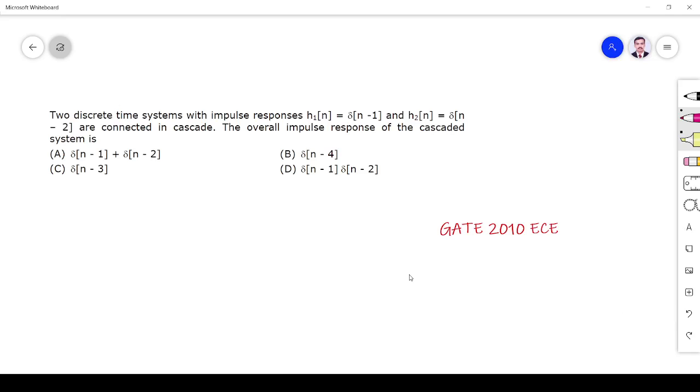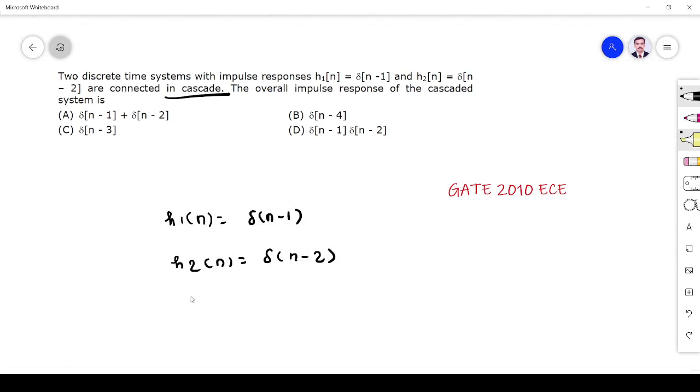Hi friends, in this video let us solve a signal system related question asked in GATE 2010 EC paper. The question is, two discrete time systems with impulse responses h1 of n equals del of n minus 1 and h2 of n equals del of n minus 2 are connected in cascade. That means series connection. What should be the overall response?